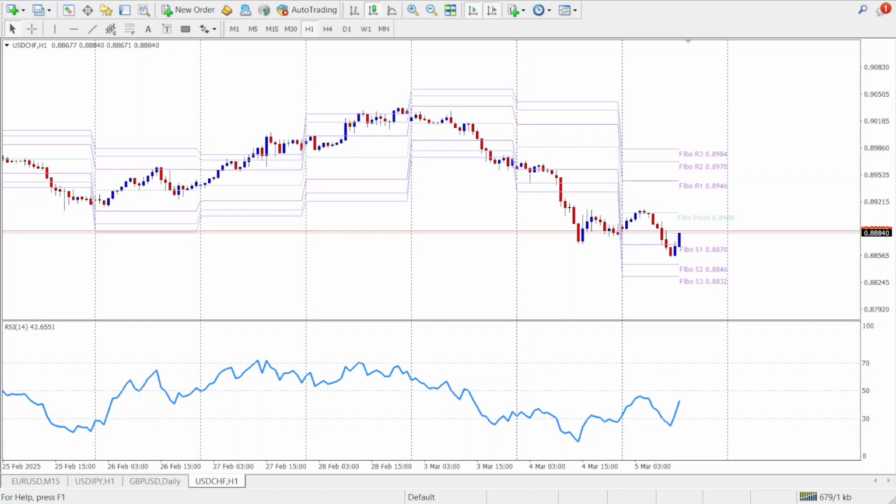Okay, so that is it, traders. Intraday trading with RSI and Fibonacci pivot points is a simple yet effective strategy that helps traders identify key support and resistance levels while filtering out false signals.